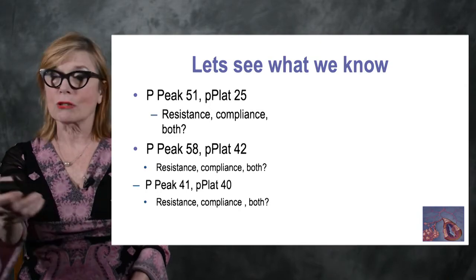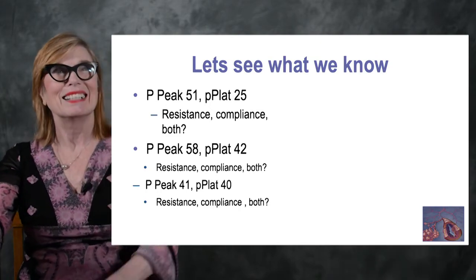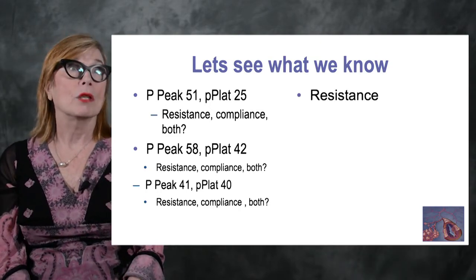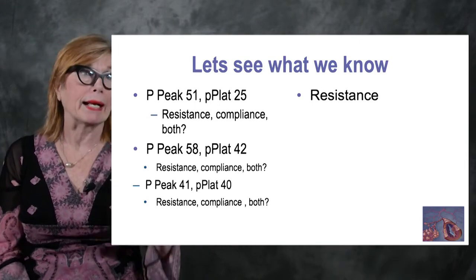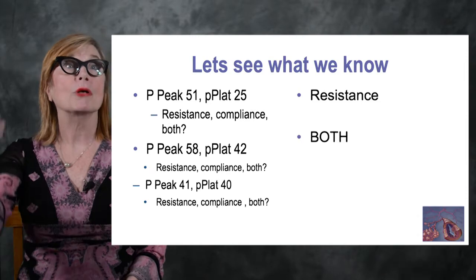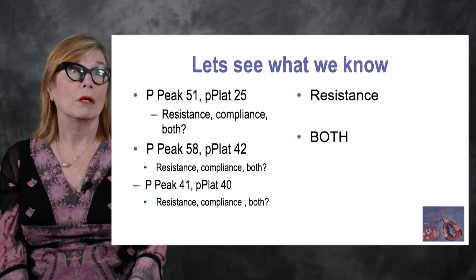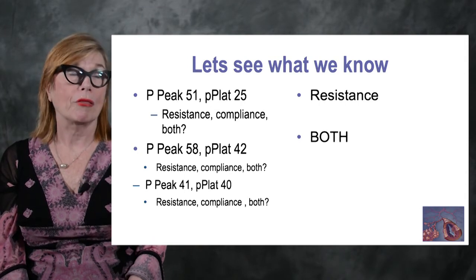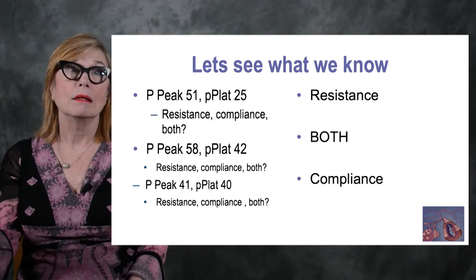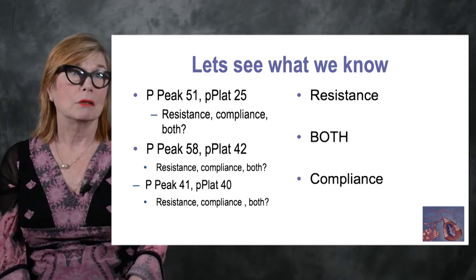Let's look at the answers. I hope you got it right. Number 1, the problem is resistance. Bronchospasm, mucus plug, biting, fighting. Number 2, both. Resistance is up, P plateau is up. Both. And number 3, compliance.